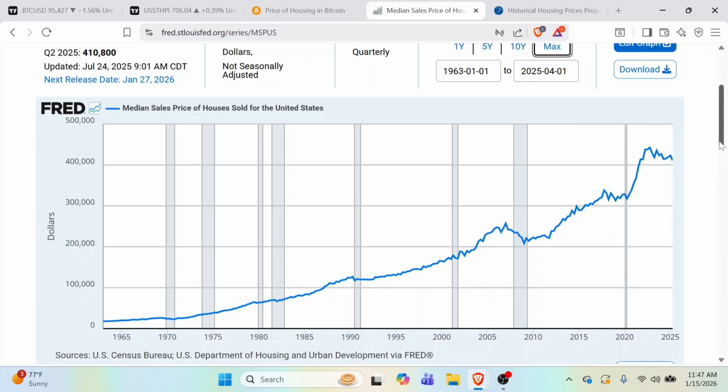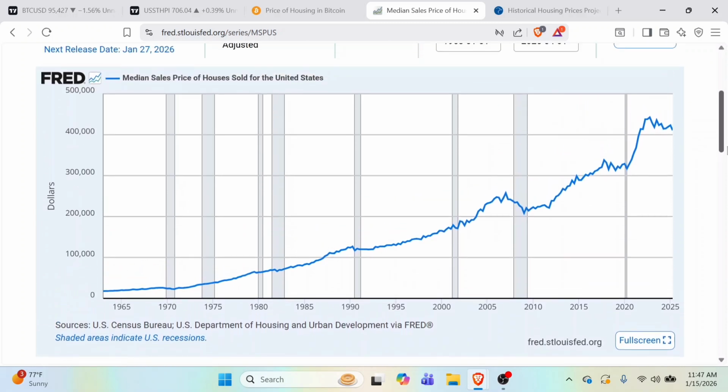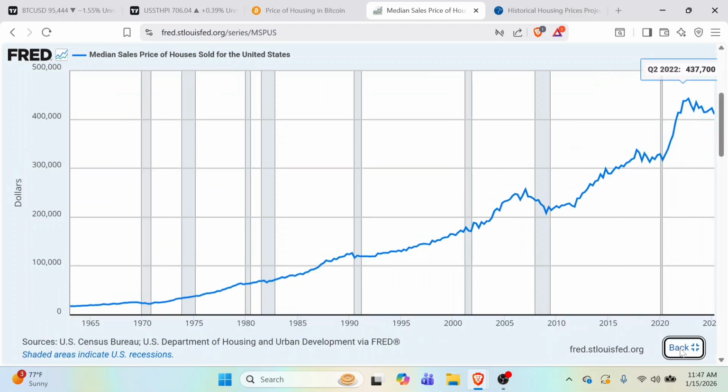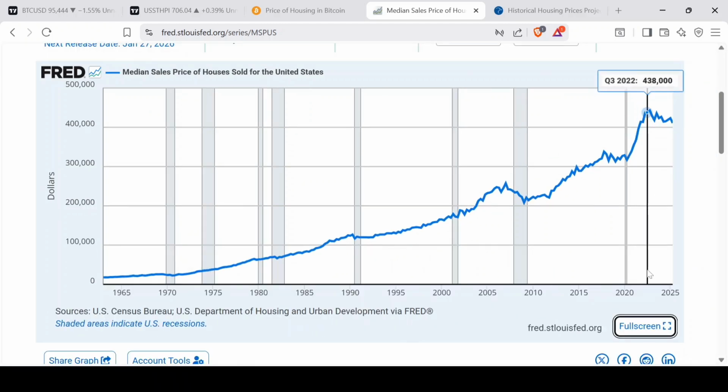The Fed loves to do that. They love to release data way later than it is actually relevant, which is always fun. That wasn't what I wanted to click.